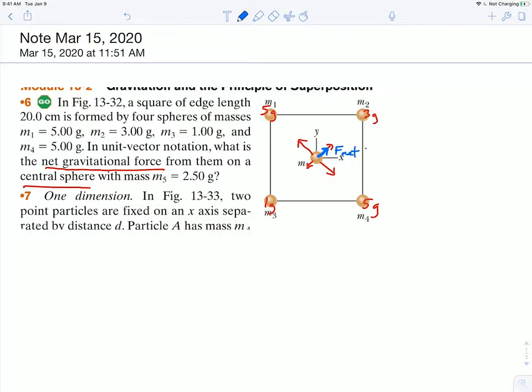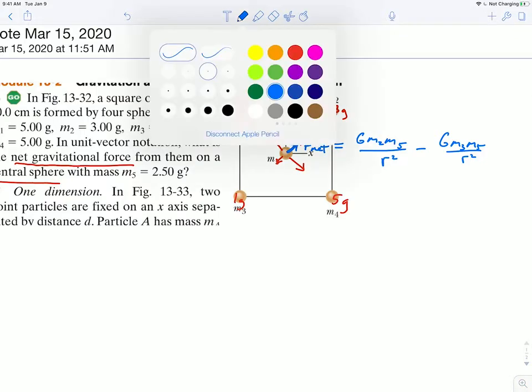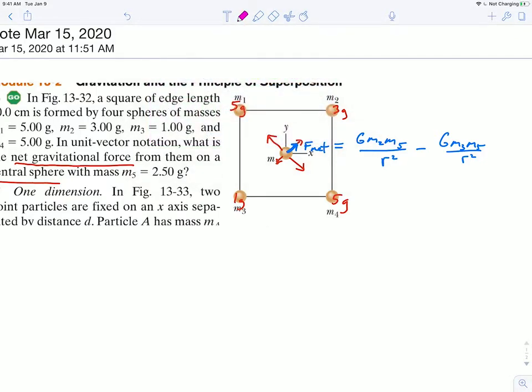So it's really going to be using G M2 M5 over R squared minus G M3 M5 over R squared. The R is the same in each case. That R is just the distance. Do it in purple here. This distance here. Each of them is the same.